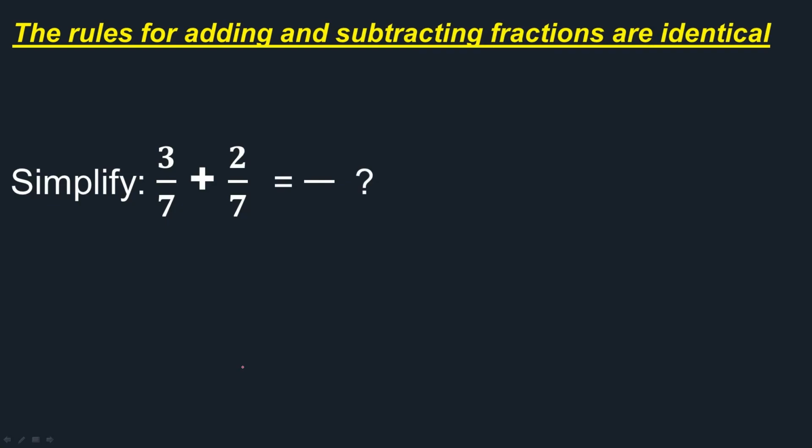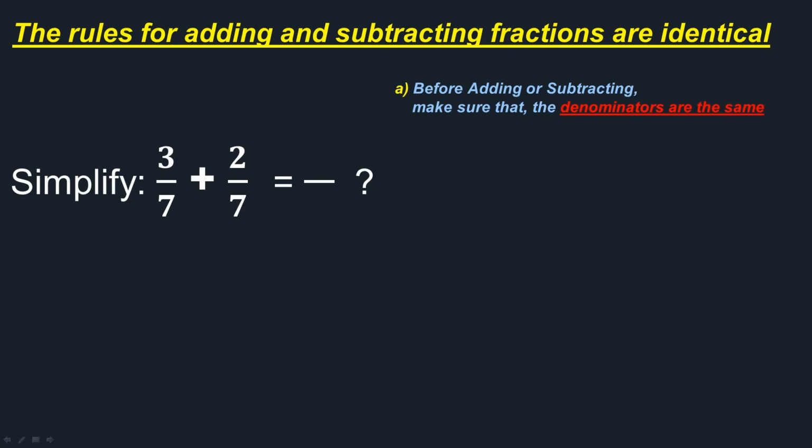Let's take another example. Simplify 3 over 7 plus 2 over 7. The first step is, before adding or subtracting any fractions, make sure that the denominators are the same. Well, I see that in this question the denominators both are the same, which is 7. Then the second step is add or subtract only the numerator. In this question, a plus sign is given, therefore we have to add them. In case there is a minus sign, you have to subtract. Here when I add 3 and 2, I get 5.